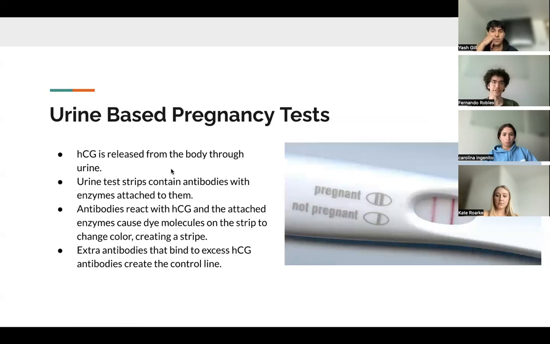So HCG is released from the body through urine, and urine test strips contain antibodies with enzymes that are attached to them. When urine containing HCG passes through the strip, the antibodies react with the HCG, and the attached enzymes cause dye molecules on the strip to change color, creating the stripe. And there are more antibodies on the strip that bind to extra HCG antibodies that create the control line.